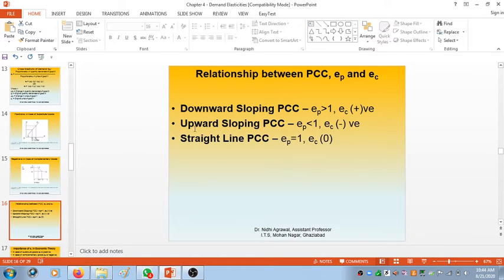So this is the relationship of price consumption curve, EP and EC. I'll later on explain in detail what is the price consumption curve. So this relationship has been represented here. PCC, if it is upward sloping, downward sloping or a straight line, then what will be the value of price elasticity and cross elasticity. You can better understand this concept when we focus on the price consumption curve. Okay, so in my successive lectures I will cover this topic.